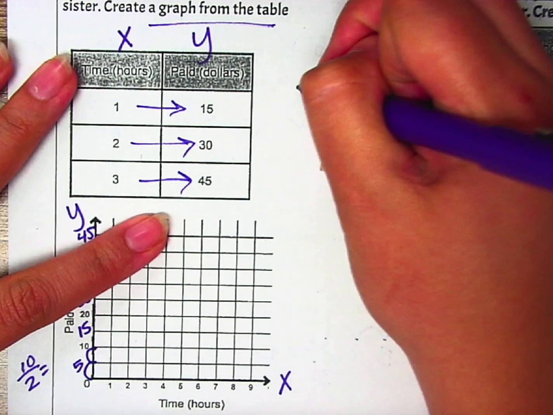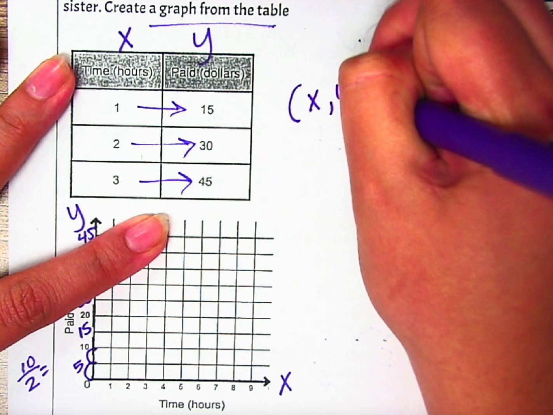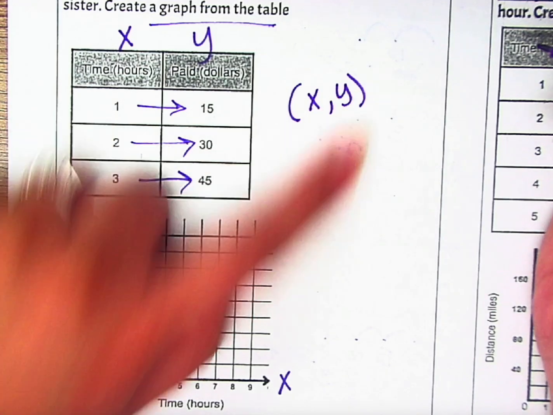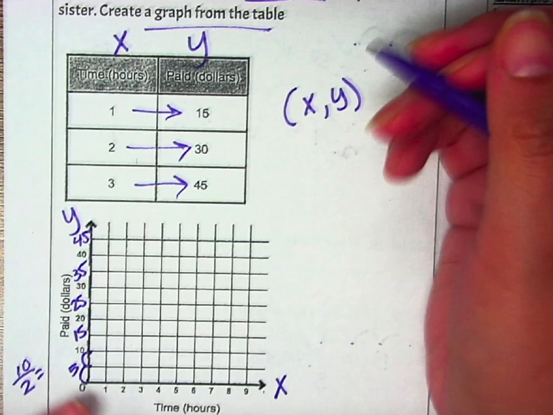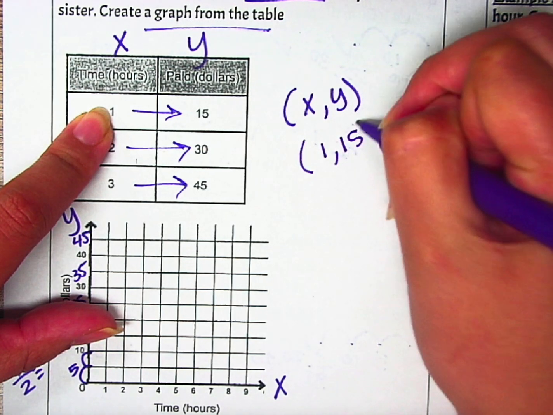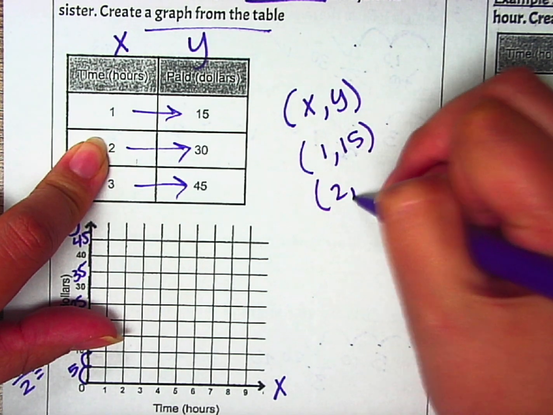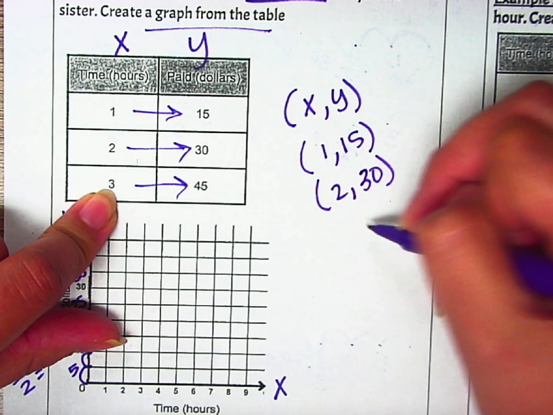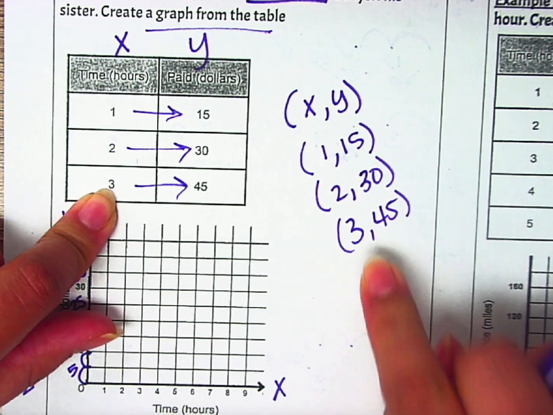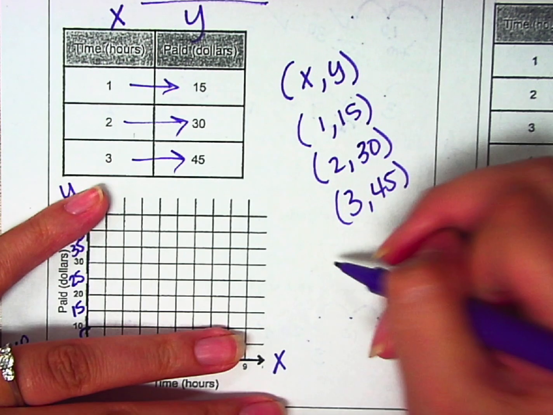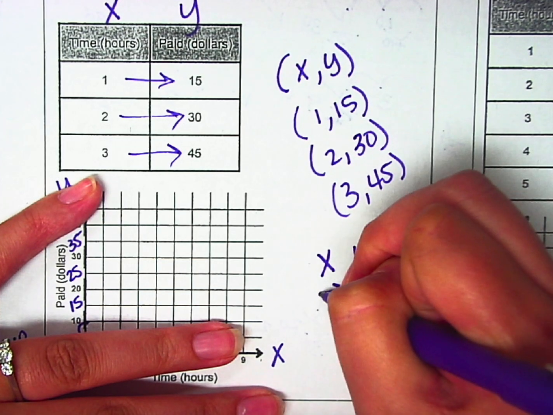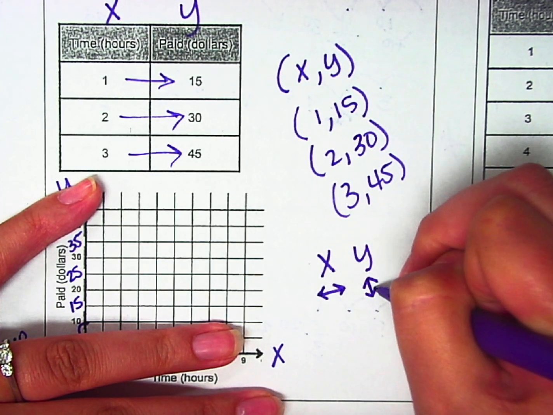So when you plot a point, you need to write it like this: parentheses, X, comma, Y, and you close your parentheses. So this first point is going to be 1, comma, 15. The second point is 2, comma, 30. And the last point is 3, comma, 45. So when you plot on a graph, you always have to start with X and then your Y. Your X goes left and right, and your Y goes up and down.